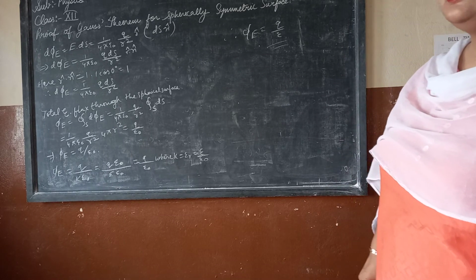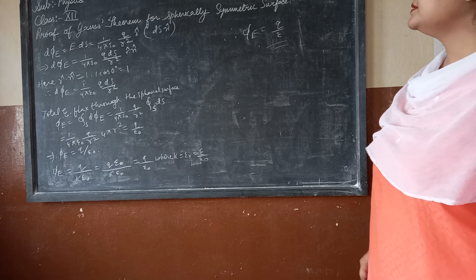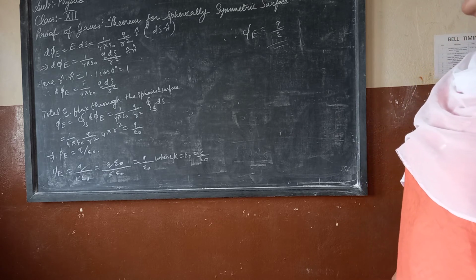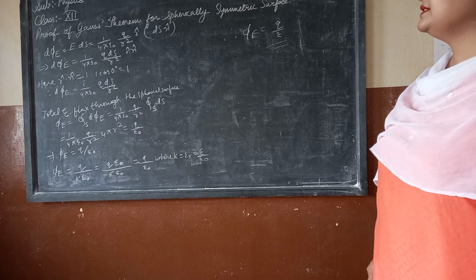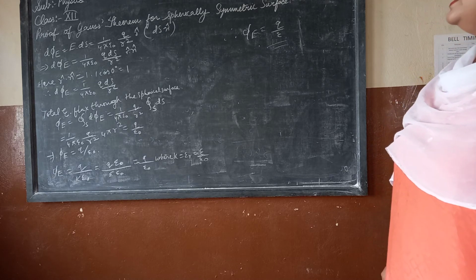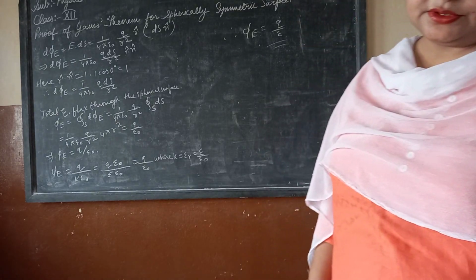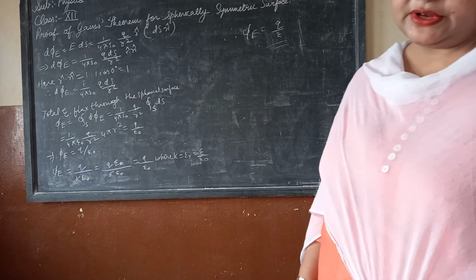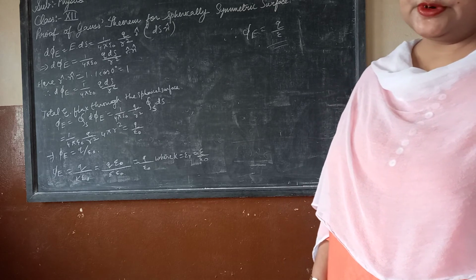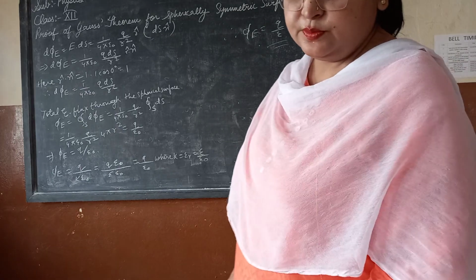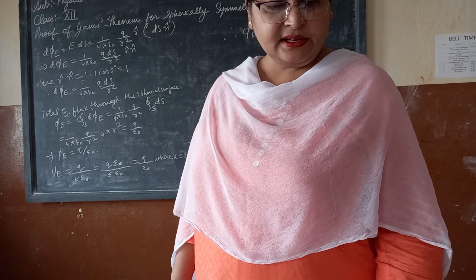Nothing, you have to just remember the mathematical steps which we have done here with respect to the electric flux and the area we have taken. Okay, so put that into consideration and we will be able to get the proof of Gauss theorem for a spherically symmetrical surface. So I hope I made you understand this.